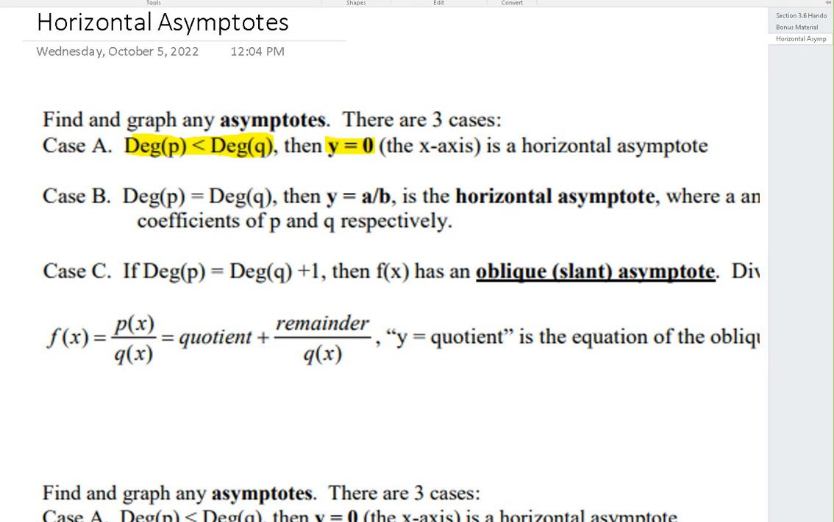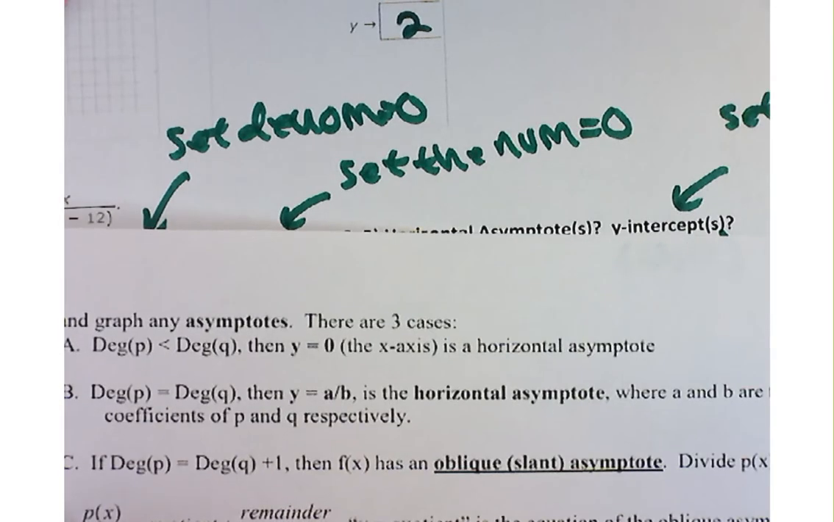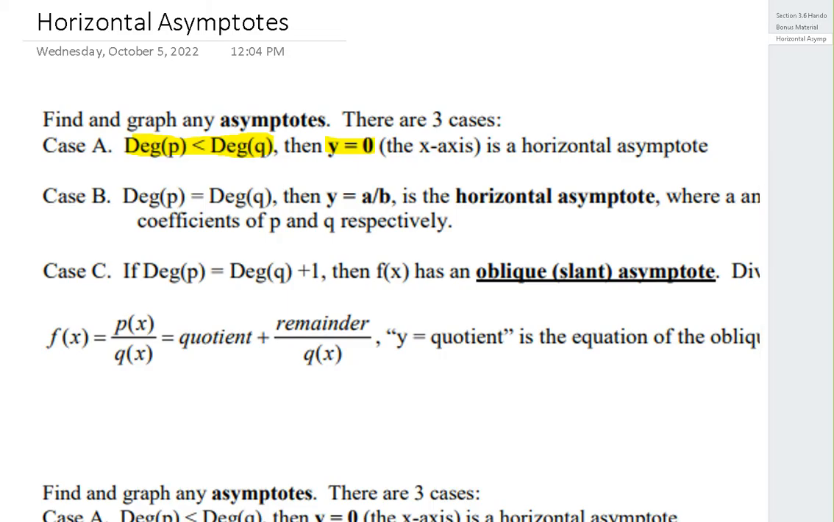This is on that little sheet that I gave you just a minute ago. Well, actually at the start of class. This one. What else could happen? Well, you could have the degree of the numerator equal the degree of the denominator. And if that's the case, then y equals a over b is your horizontal asymptote, where a and b are coefficients of your numerator and denominator polynomials respectively. So it's just going to be the ratio of the leading coefficients.